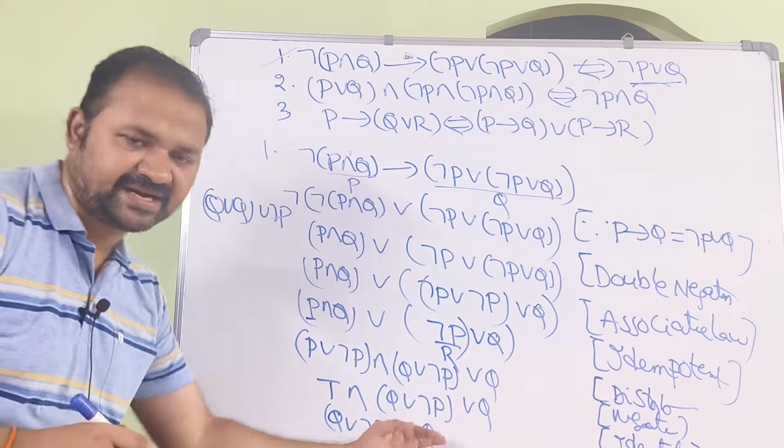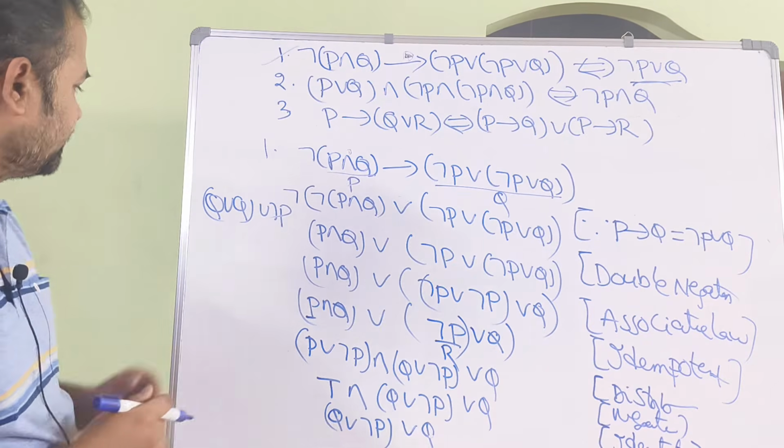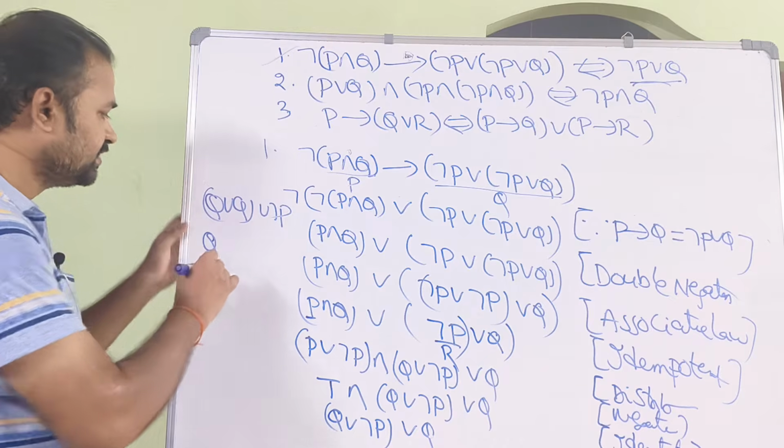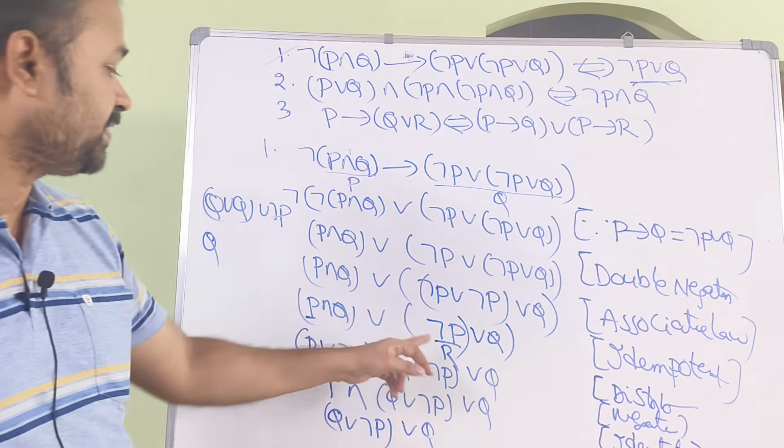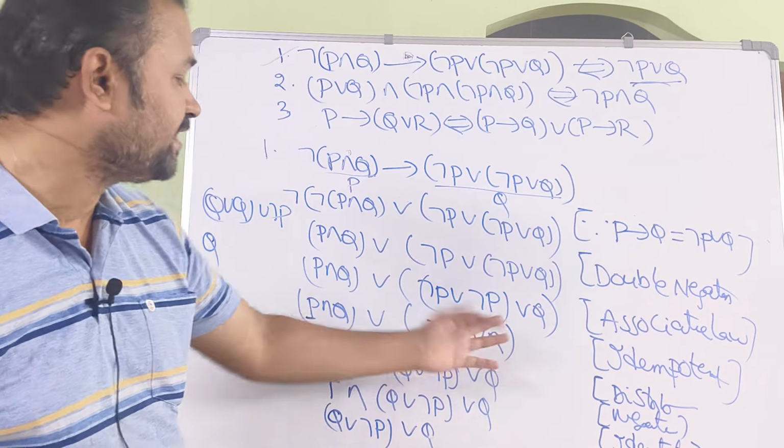Associative law. Here we are writing this term here. So Q or Q is nothing but Q. This is which law? Idempotent law. What is idempotent law? P or P equal to P, as well as P and P equal to P.